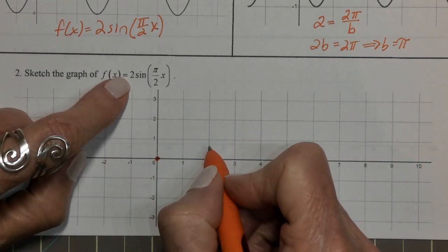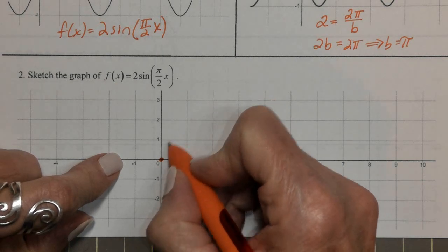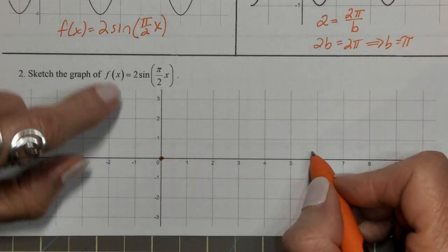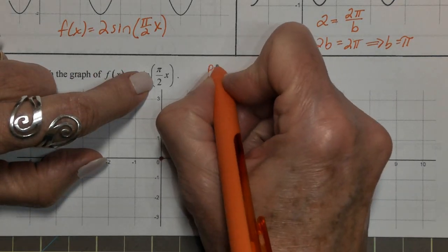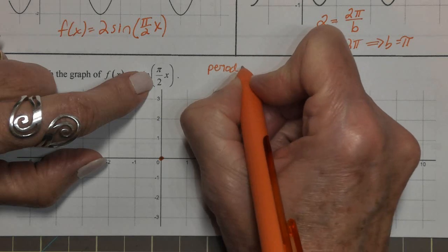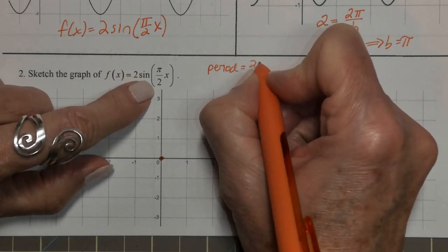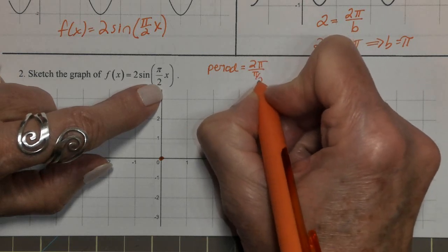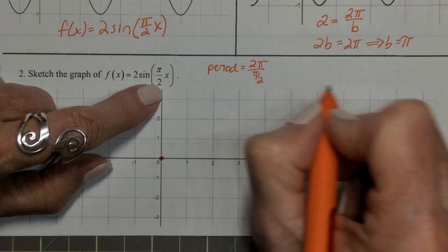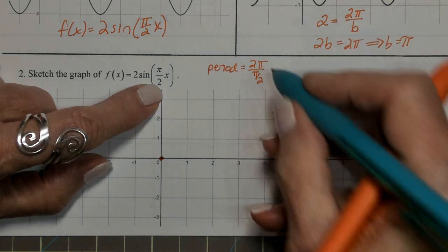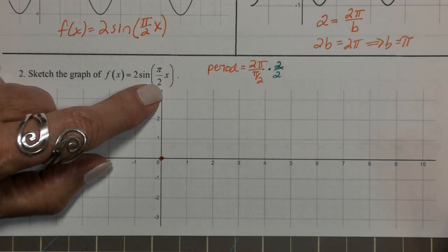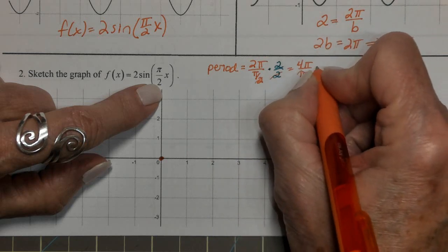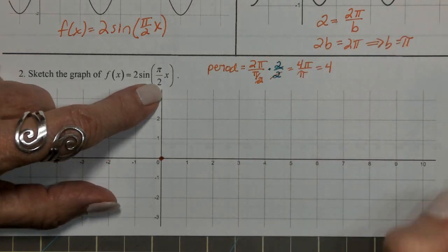Okay, it's got a positive 2, so I know it goes up to 2, right? But my question is how big is the period? Let's find the period. So the period is always the normal period for sine divided by the coefficient on your x, and the coefficient on your x is pi over 2. That is the period. If I multiply both top and bottom by 2, I get 4 pi divided by pi, which is 4. So the period is 4.